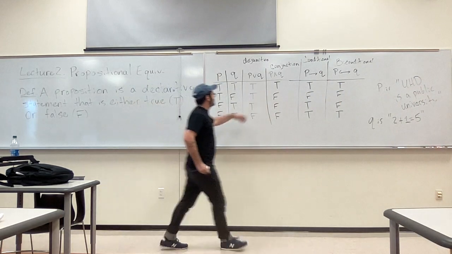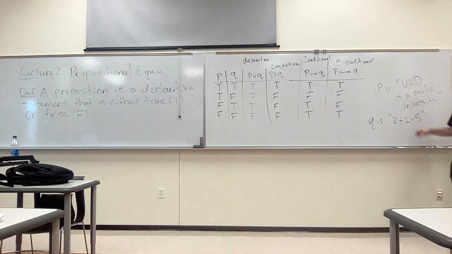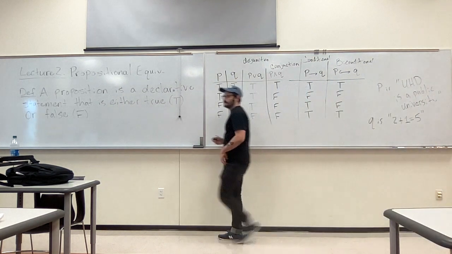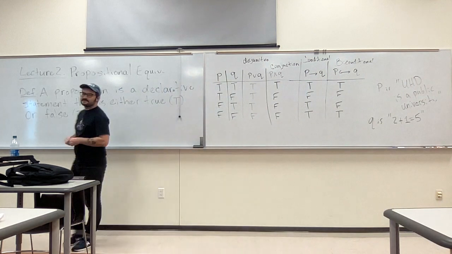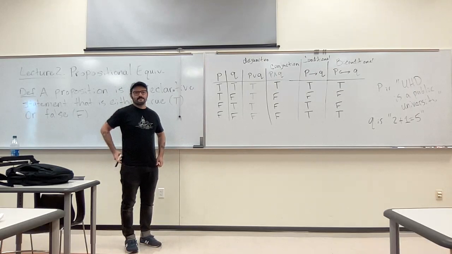So let's look at the "or" between the two. UHD is a public university, or 2 plus 1 is equal to 5. This is a true statement because at least one of them is true. Or if I look at the conjunction, that would be UHD is a public university and 2 plus 1 is equal to 5. That's false, right?